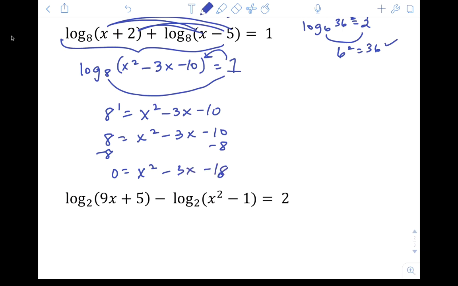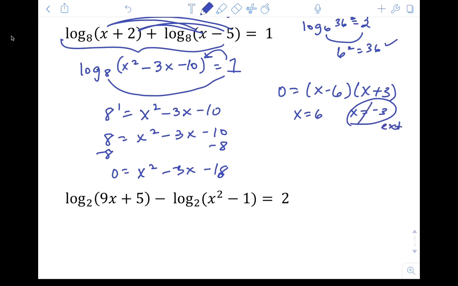That's an 18. What are the factors of 18 that give me negative 3? A negative 6 and a positive 3. So x equals positive 6, x equals negative 3. Negative 3, I can already tell you, is going to be out. It would make this right here negative 1. You can't take log base 8 of negative 1. Negative 3 plus 2 is negative 1, so that's out.